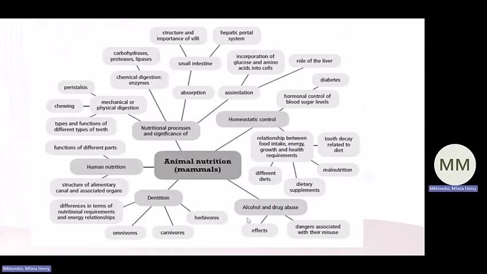So we can summarize animal nutrition in that flow diagram, where we have the definition. We have human nutrition, and we have nutritional processes, absorption, homeostatic control, as well as alcohol and drug abuse. We also touch on malnutrition as well as overnutrition.